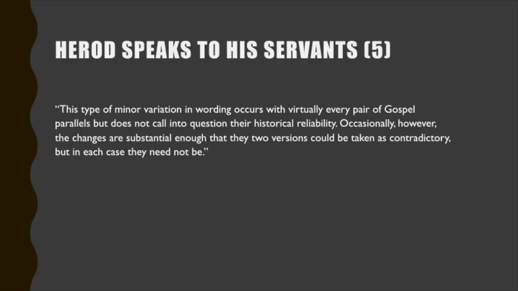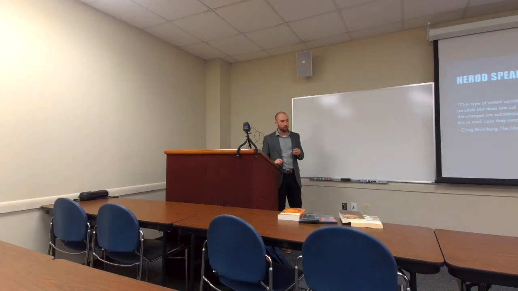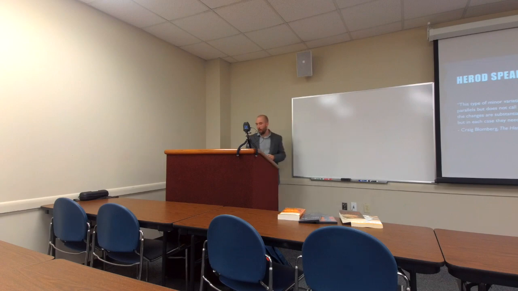Blomberg writes: this type of minor variation in word order occurs with virtually every pair of gospel parallels, but does not call into question their historical reliability. Occasionally, however, the changes are substantial enough that the two versions could be taken as contradictory, but in each case they need not be. Now, Blomberg is not writing specifically with regard to this pericope, but he's drawing out a principle in terms of paraphrasing. Here, I'm willing to suggest that this is not a case of minor variation. This would be a case of substantial variation, but of course the material is not contradictory in the least.